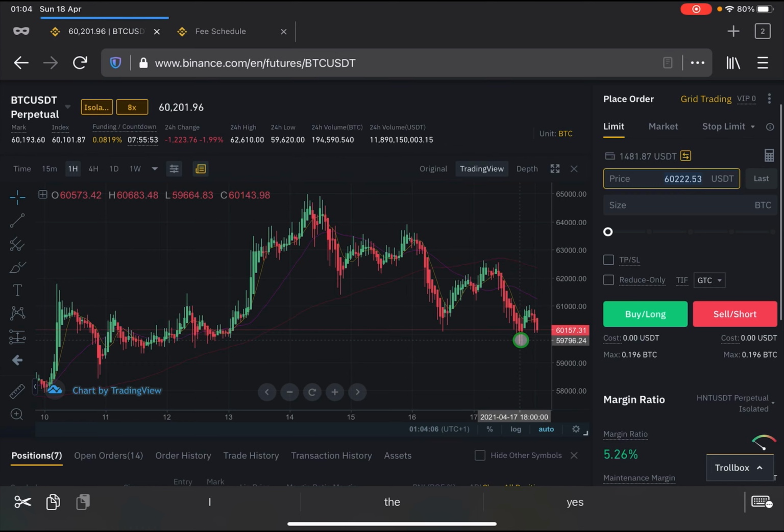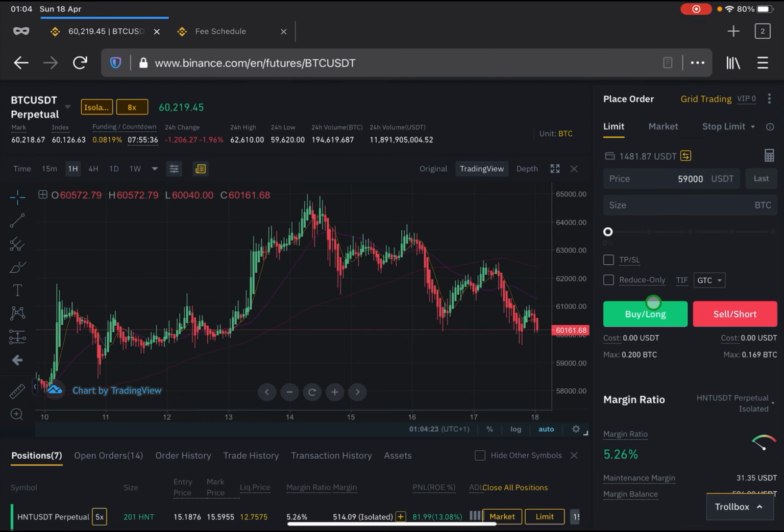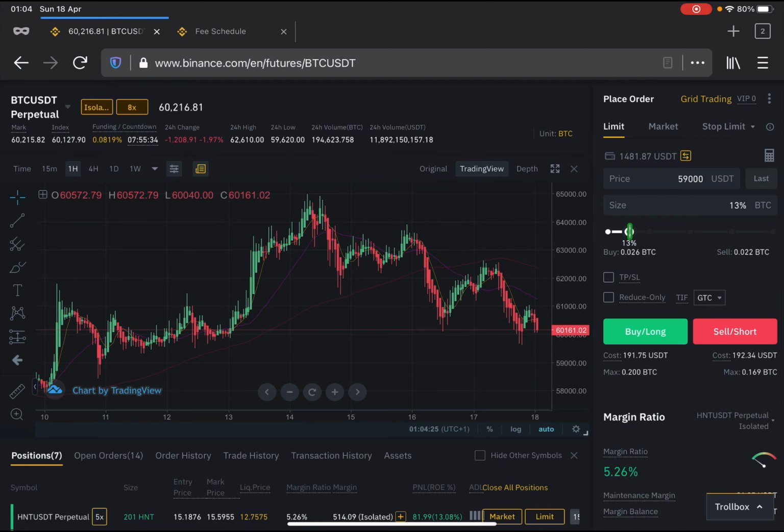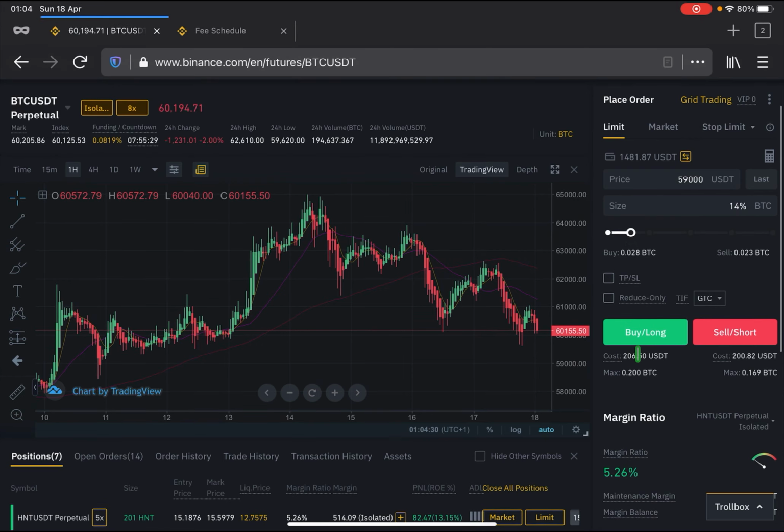So let's just say I'm trading BTC right now, and I want to enter a long, buy a long. I want to use limit, for example. So I could put in 59,000 here. This means that if I select long, choose a size, for example, this is how much it's going to take off your wallet balance.